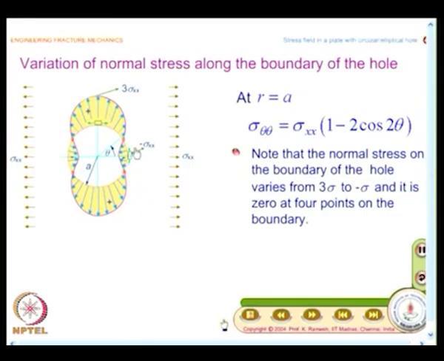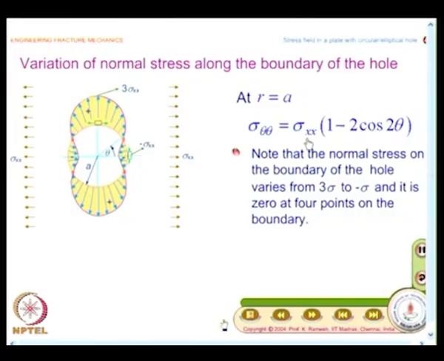What is the important result is, along the x axis at this place it reaches the value of minus of the far field stress. So, you have a compression here and you have a tension here, which is easily obtainable from your expression of sigma theta theta equal to sigma x x into 1 minus 2 cos 2 theta. So, if you put theta equal to 0, you get this sigma theta theta as compressive.